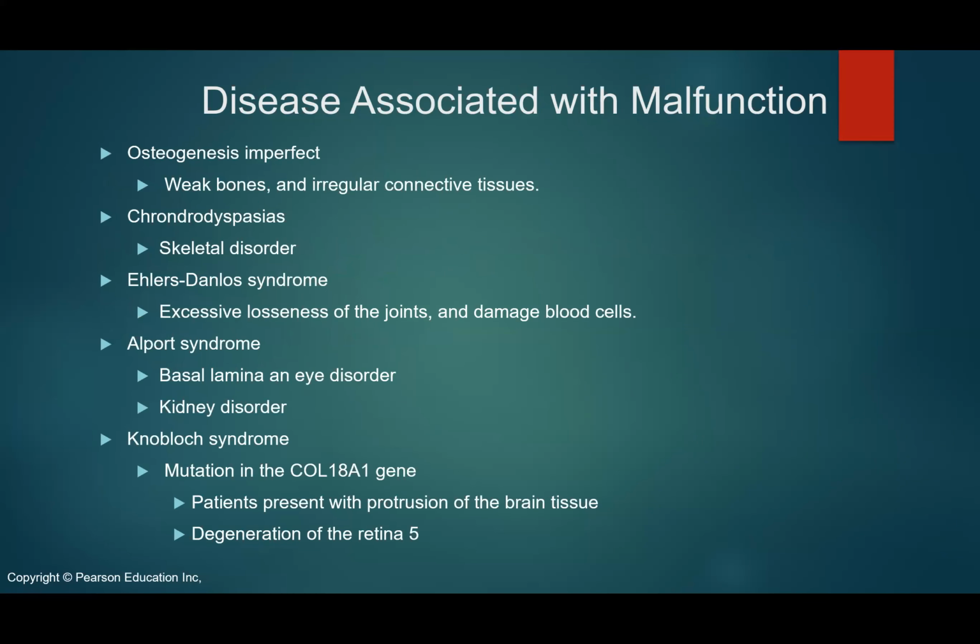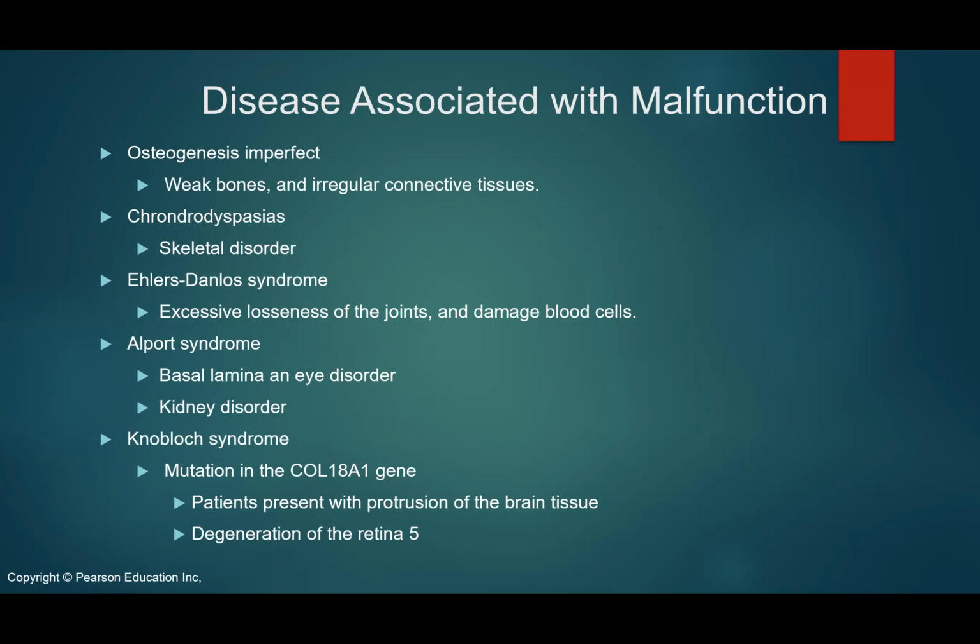And some diseases associated with the malfunction of collagen are genetic disorders, and some of them are osteogenesis imperfecta, which causes weak bones and irregular connective tissues. Also, there's chondrodysplasia, which is a skeletal disorder, and the main one that's talked about in the book is Ehlers-Danlos syndrome, which causes excessive looseness of the joints, and it damages blood vessels.